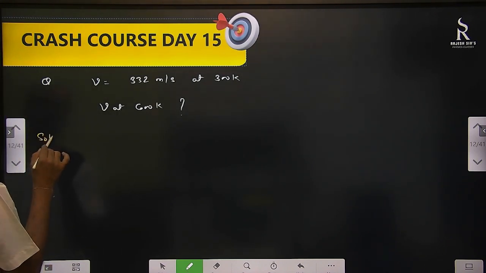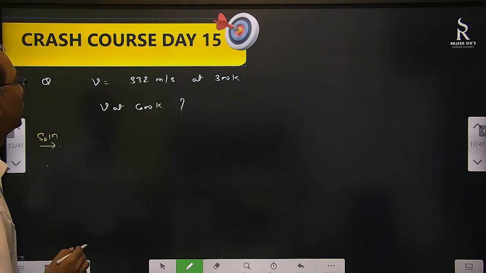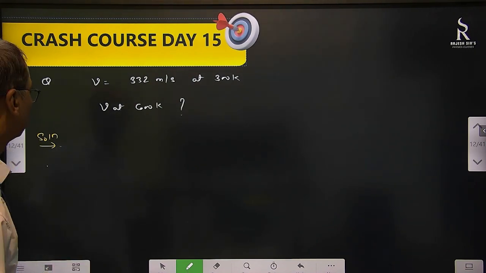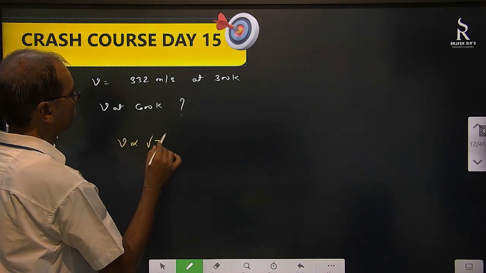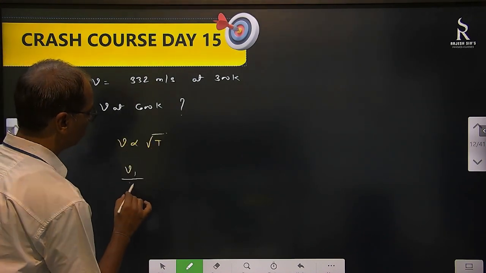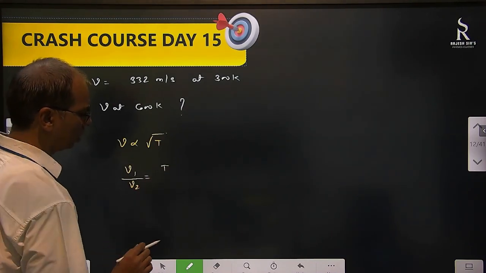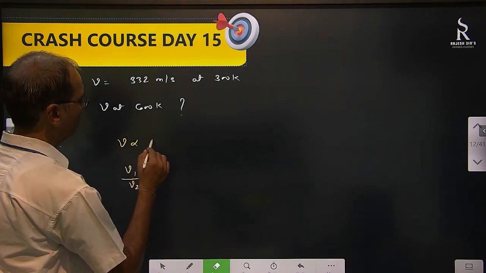What is it? Velocity of sound is 332 meter per second at 300 Kelvin. Then what is velocity at 600 Kelvin? Okay, so we know that V is directly proportional to root T. So we can write V1 by V2 equal to T1, is it directly proportional or inversely proportional?